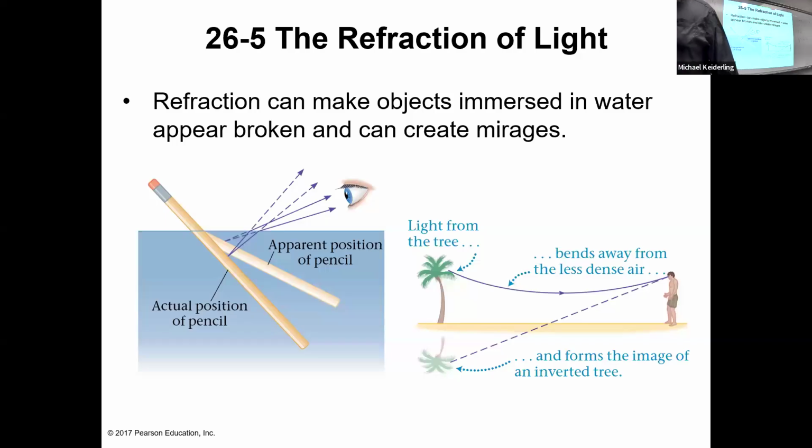Refraction can make objects that are immersed in water appear broken or bent. So if you've seen a straw in water, it looks like it's bent. That's because of refraction. It can also create mirages. So the less dense air can bend the light up away from the ground, and that creates an image of an inverted tree or an image of the sky, which is why a hot road will look wet. Because the light gets bent above the road, and so what you're actually seeing is the sky.